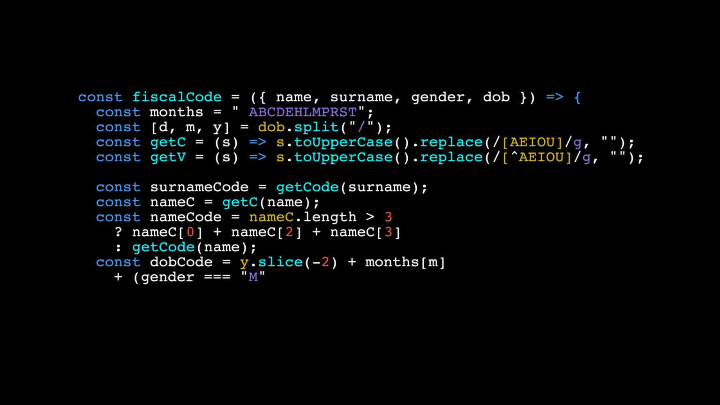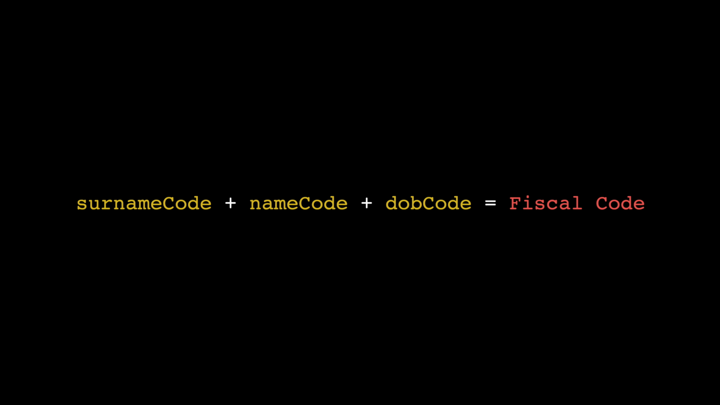For the last 2 digits, we immediately set a condition based on gender, and if it's male, then we simply return the value given, but making sure that the length of this date always consists of 2 characters. And for this, we will use the padStart method. But if it's female, then we will simply increase the date value by 40. We now have 2 variables, surname code, name code, and date of birth code. And to complete our task, we will add them together and return our fiscal code.